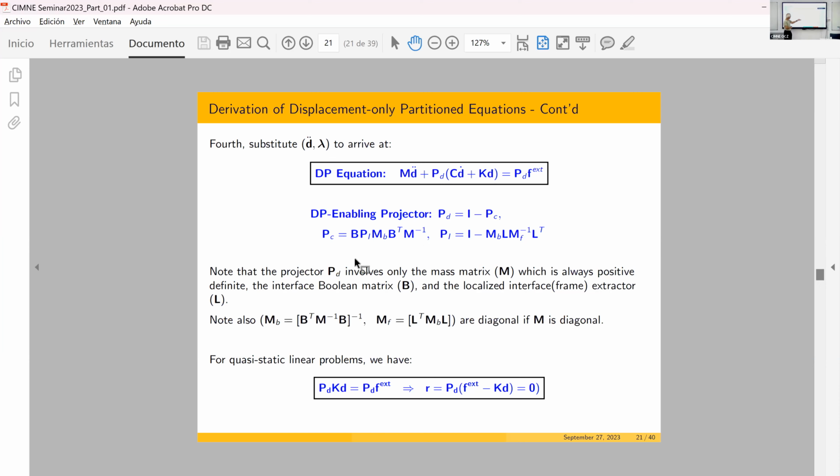So they are diagonal, if any is diagonal. For a quasi-static problem, all you have to do is just take the M D double dot out, and you have this quasi-static equation, and you can put this in terms of a residual, the F external term minus KD, and if you make it zero by any iterative testing, you have the solution for it.